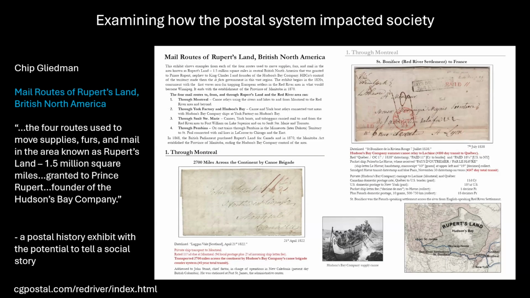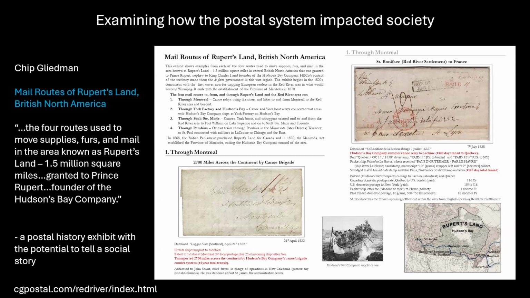It's a 1-frame exhibit which illustrates the mail routes of Rupert's Land in British North America. These were routes used to move supplies, furs, and mail into the north of Ontario, where the Hudson's Bay Company developed a fur trade in that area. His exhibit really just focuses on postal history. He's got all these amazing covers that illustrate the different routes and where they went. But he doesn't really talk about the commerce and the industry.